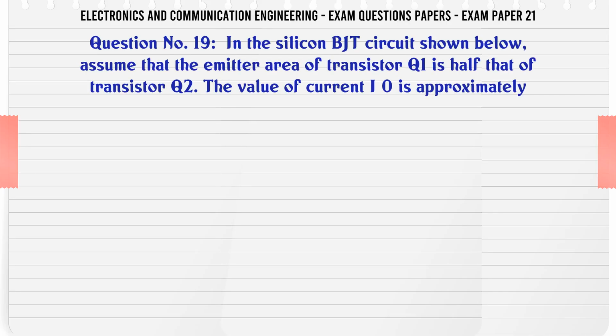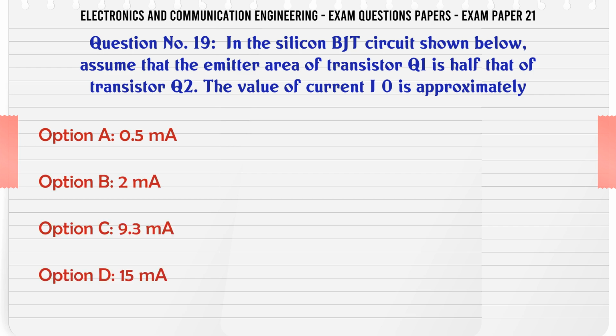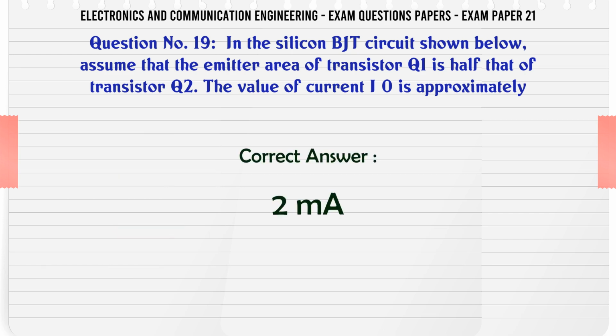In the silicon BJT circuit shown below, assume that the emitter area of transistor Q1 is half that of transistor Q2. The value of current I0 is approximately A. 0.5 mA, B. 2 mA, C. 9.3 mA, D. 15 mA. The correct answer is 2 mA.